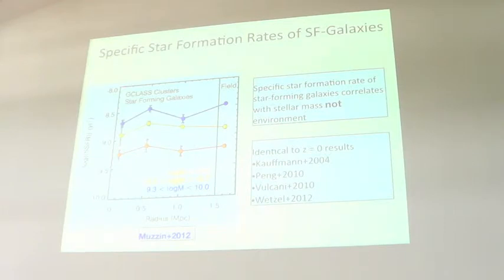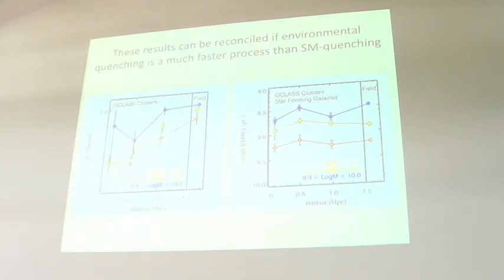Now, plot specific star formation rates of star-forming galaxies. Now, you don't see a correlation. These plots are flat. So, the specific star formation rate of star-forming galaxies correlates with the stellar mass, but it doesn't correlate with the environment. This, again, is what is found at redshift 0. You scratch your head over this for a minute or two, and then you gradually begin to realize that these results can be reconciled if environmental quenching is a much faster process than stellar mass quenching.